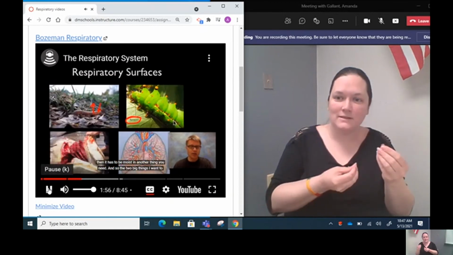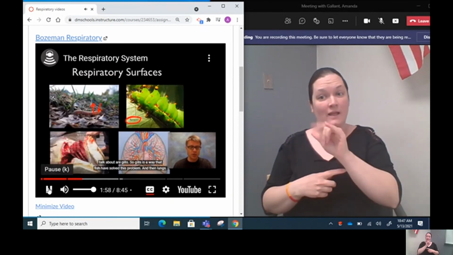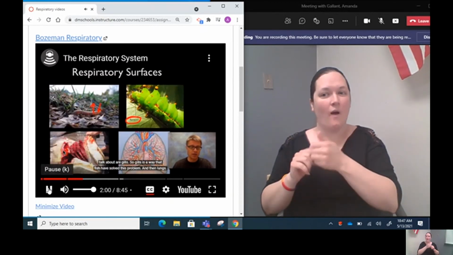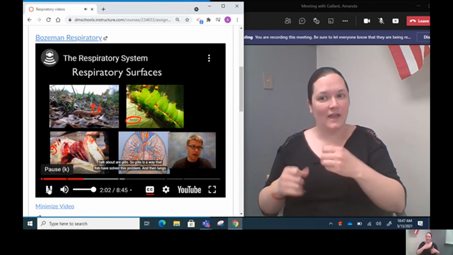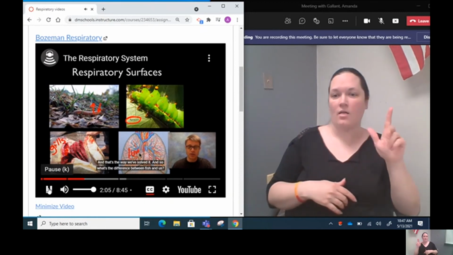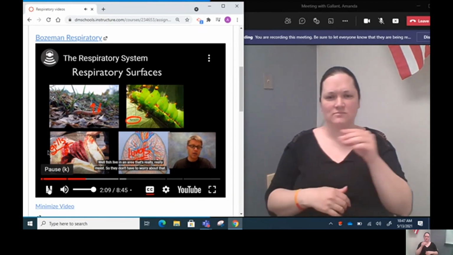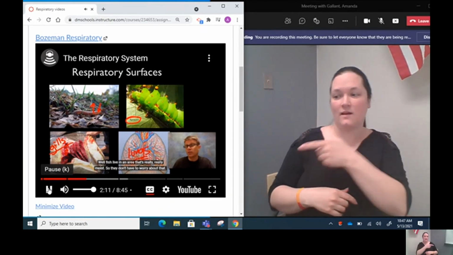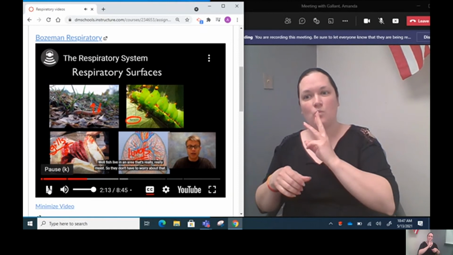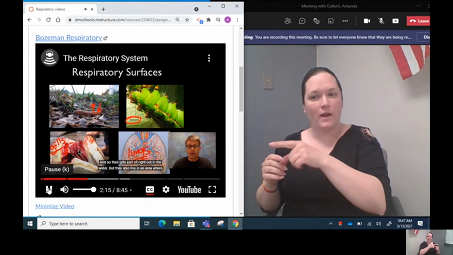And so the two big things I want to talk about are gills. Gills are a way that fish have solved this problem. And then lungs, and that's the way that we've solved it. And so what's the difference between fish and us? Well, fish live in an area that's really, really moist, so they don't have to worry about that. And so their gills just sit right out in the water.